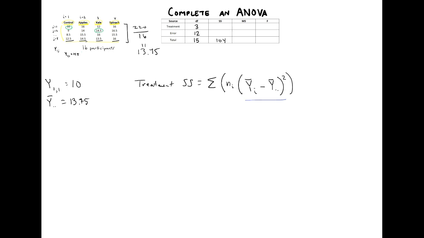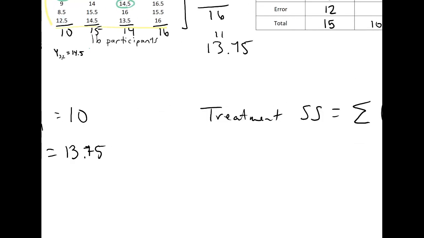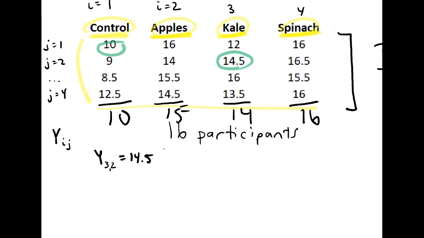So let me do a calculation here on just this little piece. To do that, we need to find the mean within each of our groups. The mean for 10, 9, 8.5, and 12.5 is 10. The mean for the apples is 15. The mean for the kale is 14. The mean for the spinach is 16. So we know what the y bar_i is. Let me zoom in more here to make this clear. So y bar_i is equal to 10, 15, 14, and 16.